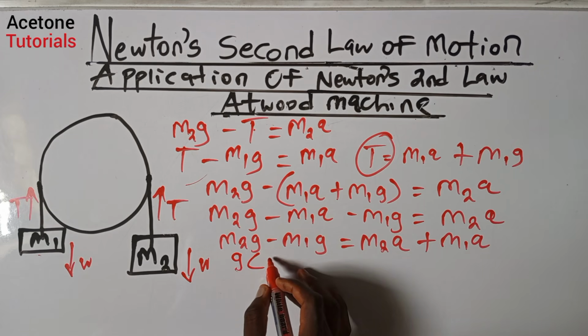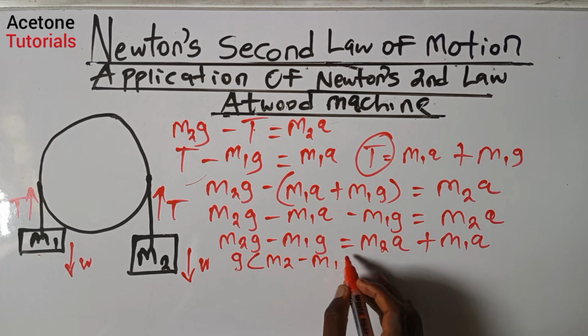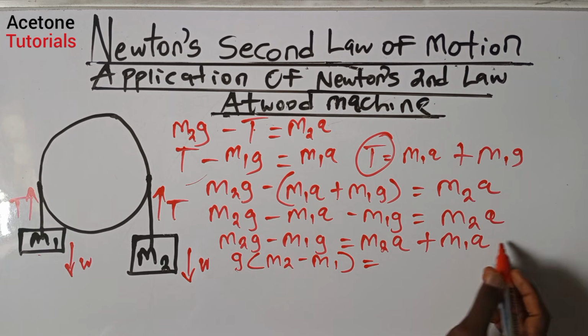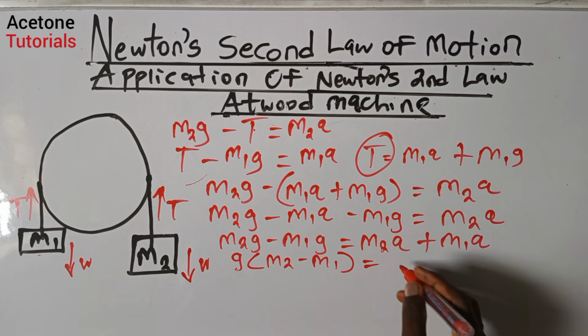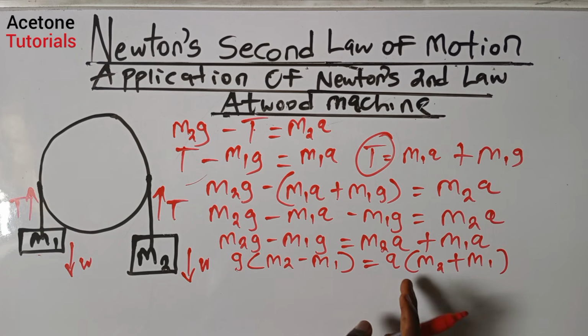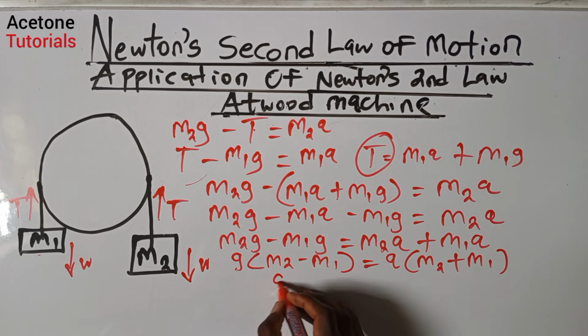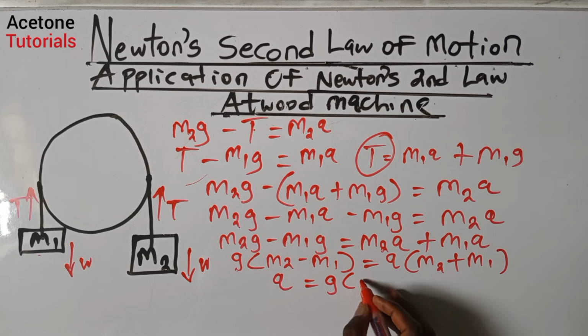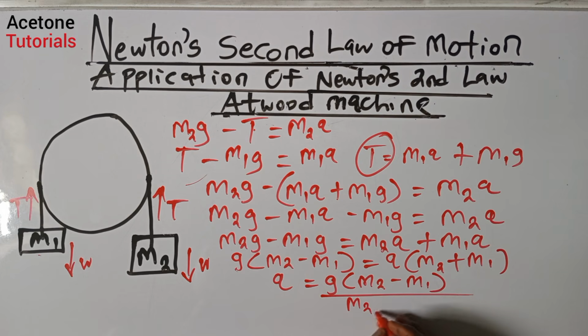We can factorize. g is common to the left side, so g into bracket m2 minus m1 equals, you can factorize a out, since a is the same because they are connected to each other, a into m2 plus m1. We can make a the subject of the formula. So a will be equal to g into bracket m2 minus m1 over m2 plus m1. That is the formula for the acceleration of the system. If you know the mass of both of them, you can get the acceleration and the tension.